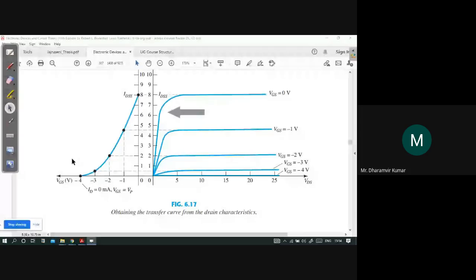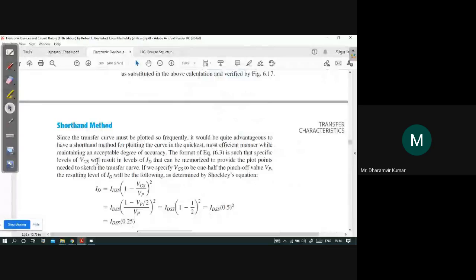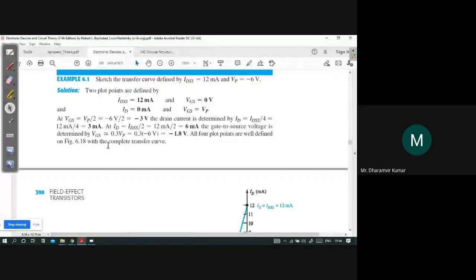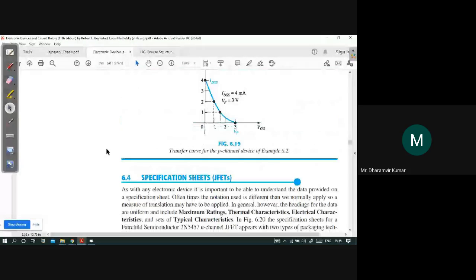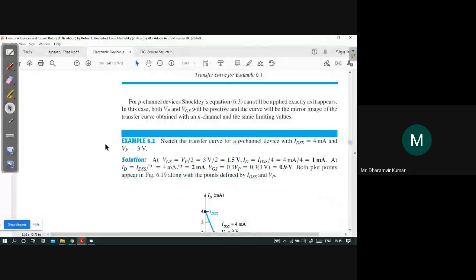These are all I'm taking from the book Boylestad. So go through the book and try to solve the small examples that are given in the book, and then the things will become clearer. Solved examples are also there, and numerical examples are also there. So I think with this your portion for JFETs is over. With this, the module 2 section is over.